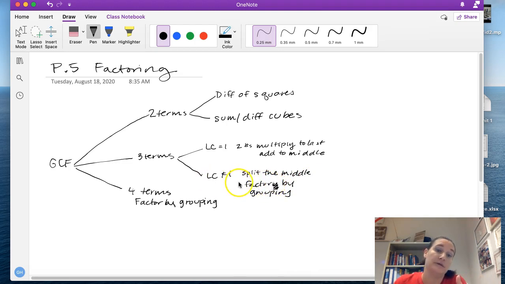I'll show you it, but if you have a method that works, use it. All right, you don't have to use my method. I don't care. But you need to know how to factor something that has a leading coefficient that's not 1. That is going to be important because a lot of people who struggle with calculus struggle because they don't know how to factor.